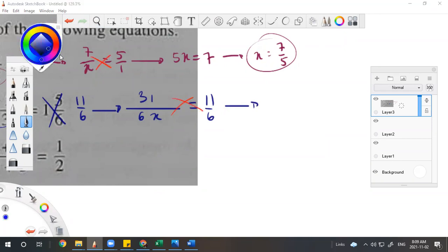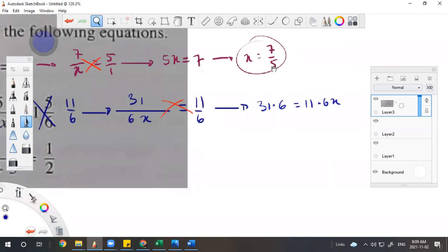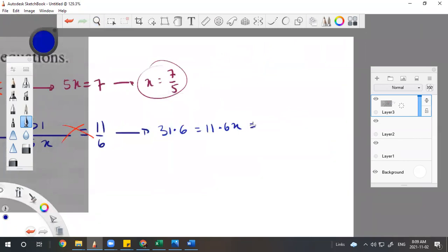So, how you can solve that then? 31 times 6 equals, times-nya di tengah. Nah, gitu. Biar nggak point jadinya. 11 times 6x. Ya, you mau pelan juga nggak apa-apa. Ini jadinya 186. Kasih panah ya. Panah means another form, another level.